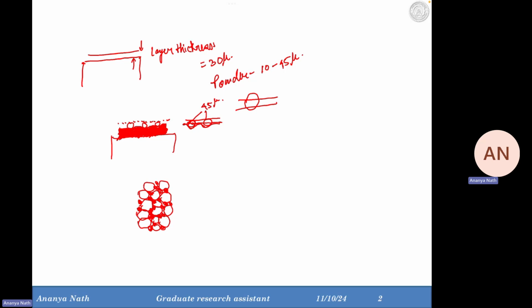As LPBF uses 15 to 45 or 10 to 45 micrometer powder, the spot size is obviously smaller. It means you can use a smaller laser spot, for example 70 micron or 60 micron, to melt that track. As a result, your track is smaller, your layer thickness is smaller, so obviously accuracy increases. But the time and cost will also increase.